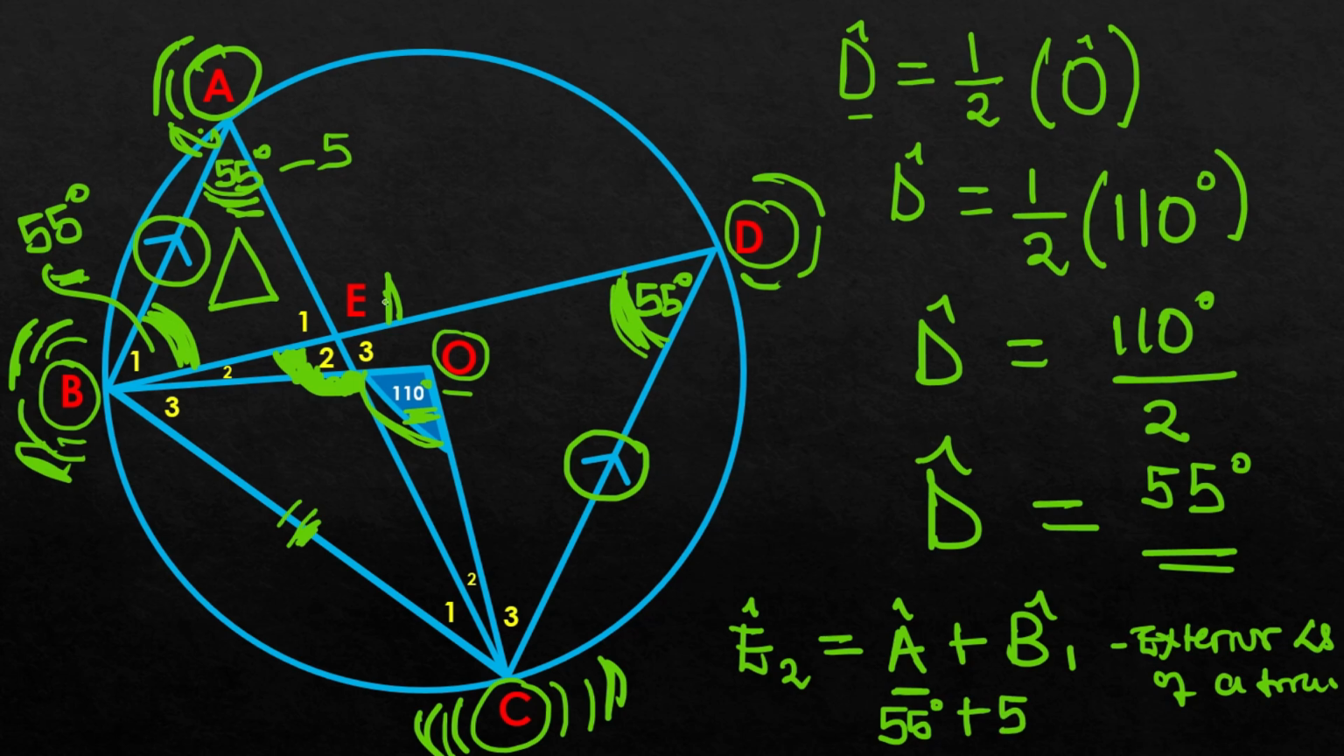So E2 will therefore be equal to 55 degrees plus 55 degrees. And that 55 plus 55 is going to give us 110 degrees. And that will be our E2. So this angle will be equal to 55 plus 55, which is going to be 110 degrees. And those are the angles that we were looking for in this question.